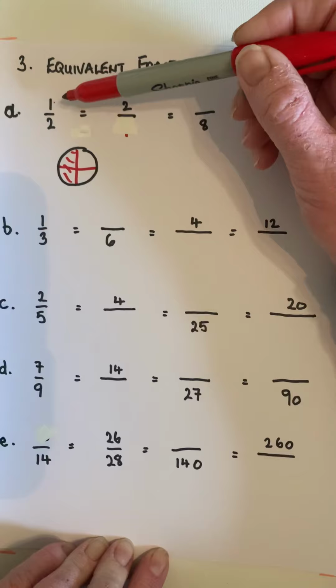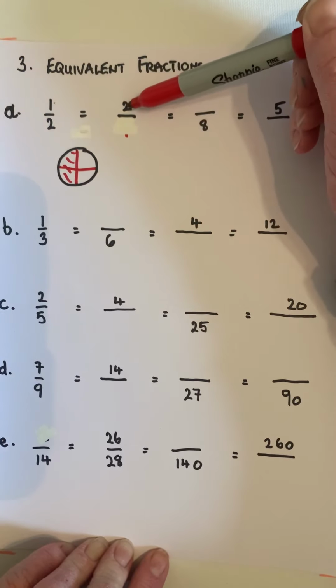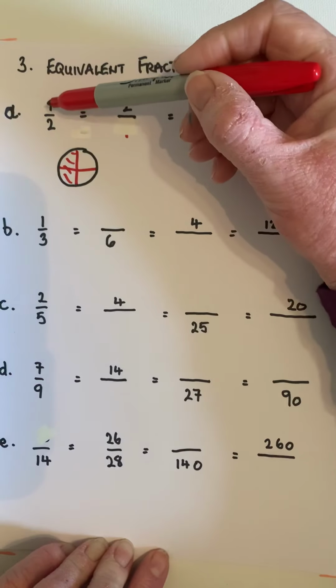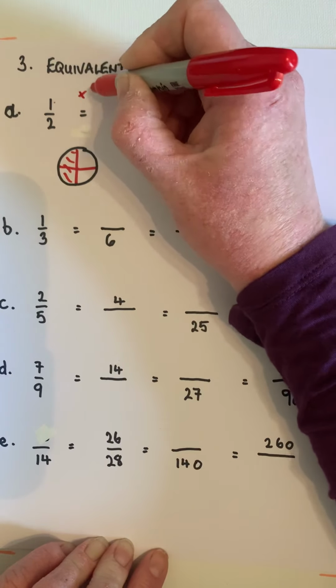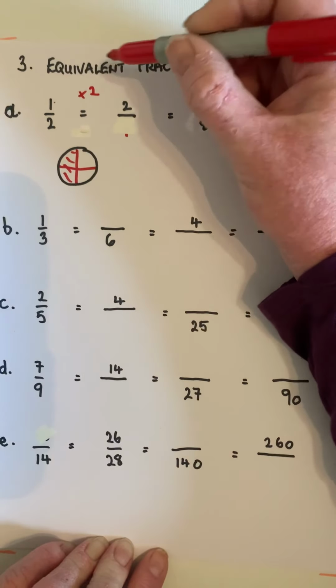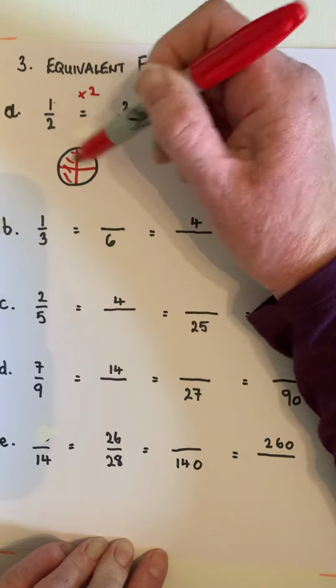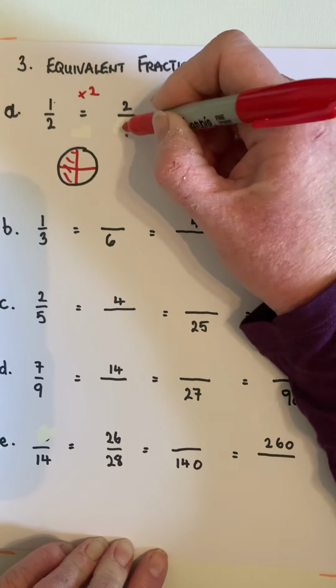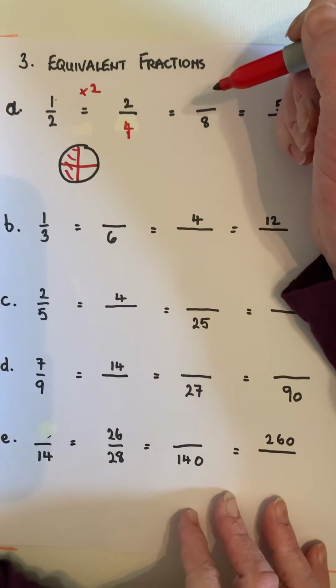For this equivalent fraction, I want to write it in the form of, instead of a half, 2 over something. How do I get from 1 to the 2? I multiply by 2. To keep the fraction equivalent, what I do on the top, I must do on the bottom. So 2 times 2 is 4.